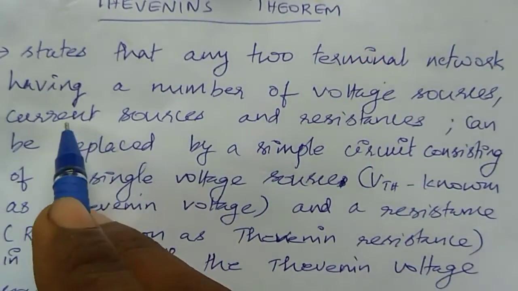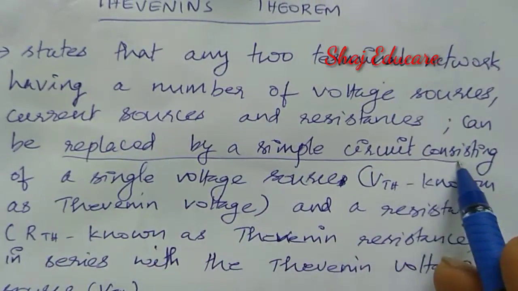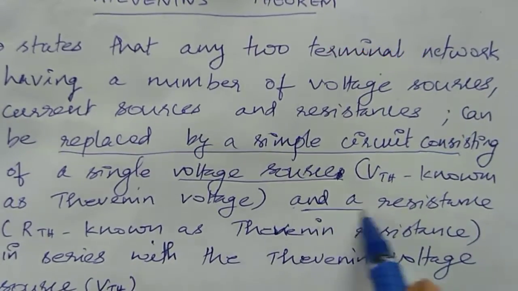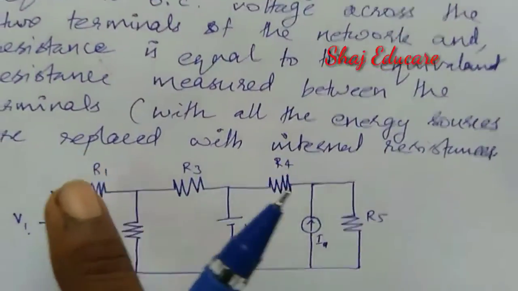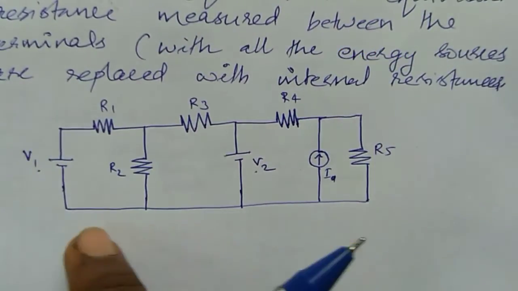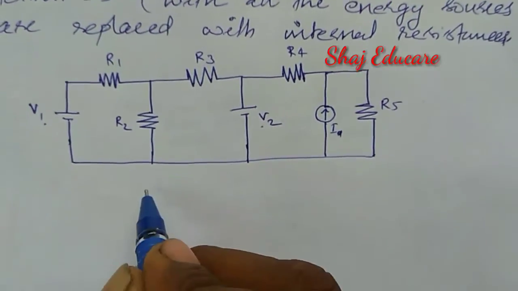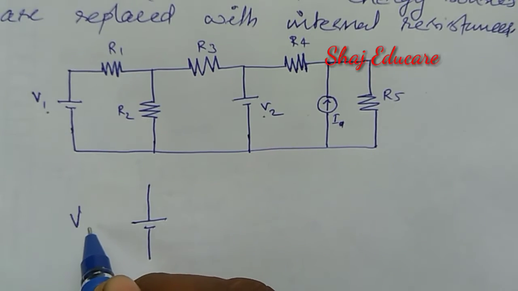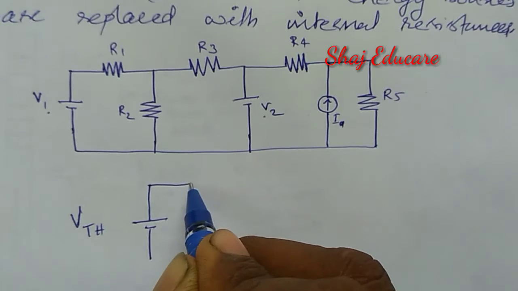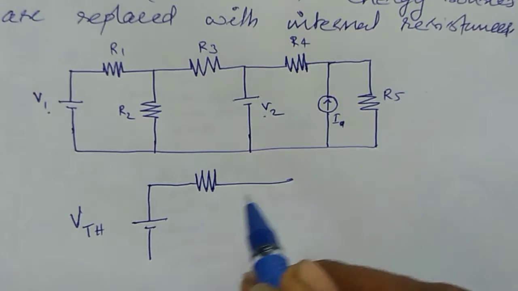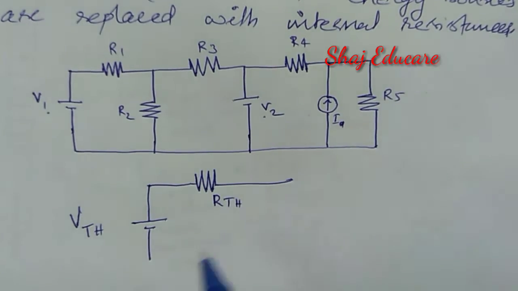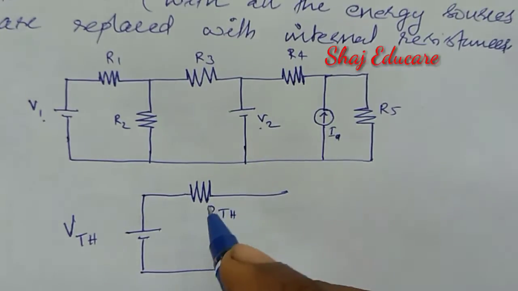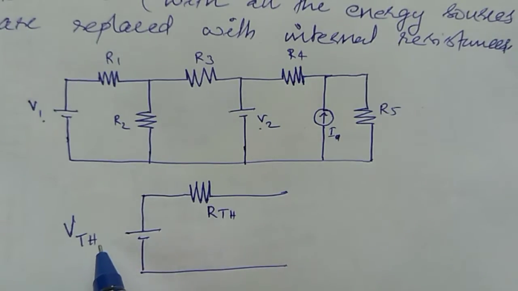It can be replaced by a single circuit containing a voltage source and a resistance only. Means this entire circuit can be replaced using a single voltage source, known as VTH or Thevenin equivalent voltage source, and a series resistor that is known as Thevenin equivalent resistance. Means this entire network can be replaced using a single resistance and a single voltage source.